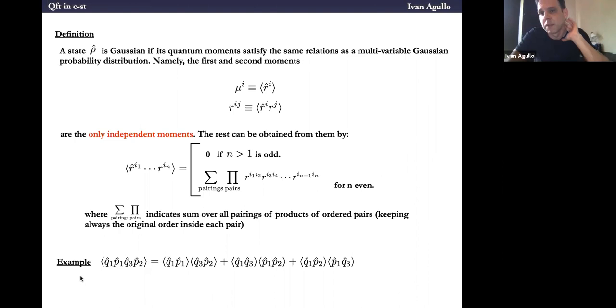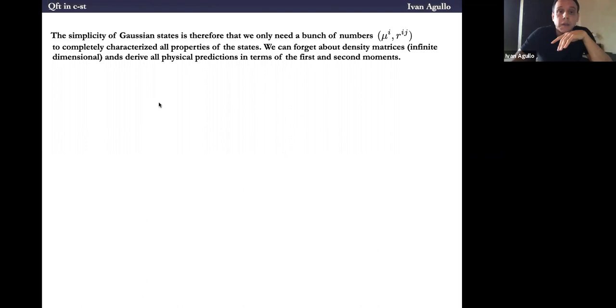So in quantum mechanics, for any Gaussian state, the second moments define all the higher order moments. So they are very simple, right? The simplicity of Gaussian states is that we only need a bunch of numbers for the mean and a bunch of numbers for the variance. And out of them, we have every single property of the quantum field. In fact, we can forget about the density matrix, which is infinite dimensional, and capture all the properties in the mean and the second moments. This is what is so nice about Gaussian states. They are very simple.